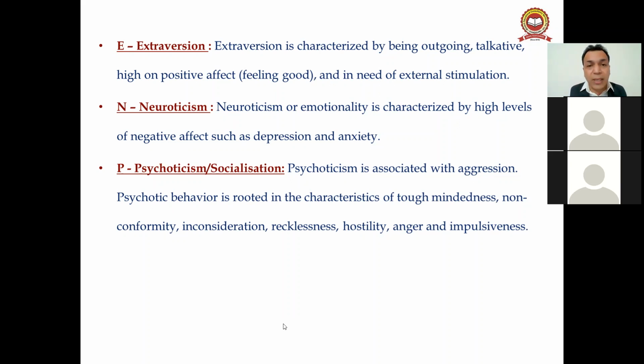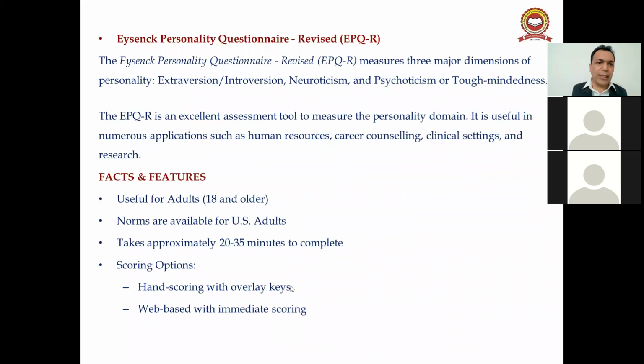How has this behavior come about among the students? This behavior has come due to inheritance, because Eysenck has done a lot of work on inheritance also. So you have to remember these three. The Eysenck Personality Questionnaire measures the three major dimensions of personality: extraversion, neuroticism, and psychoticism. Psychoticism, in simple words, is called tough-mindedness.